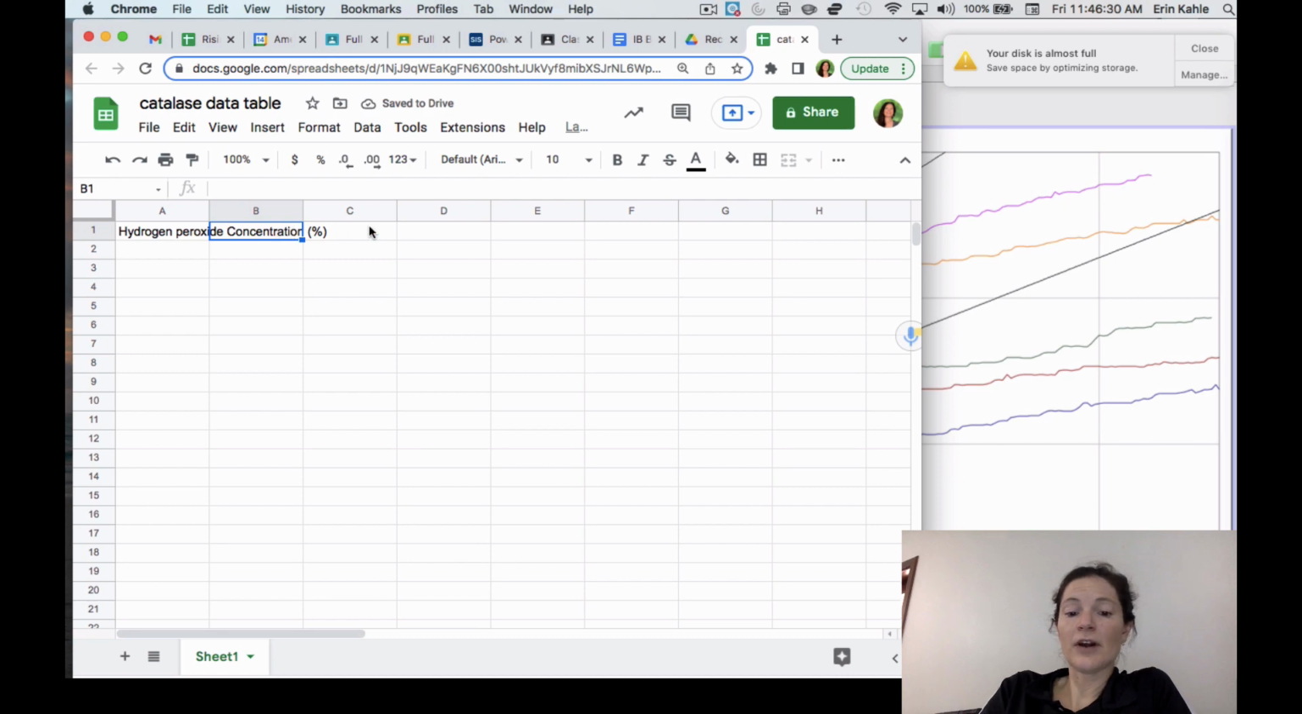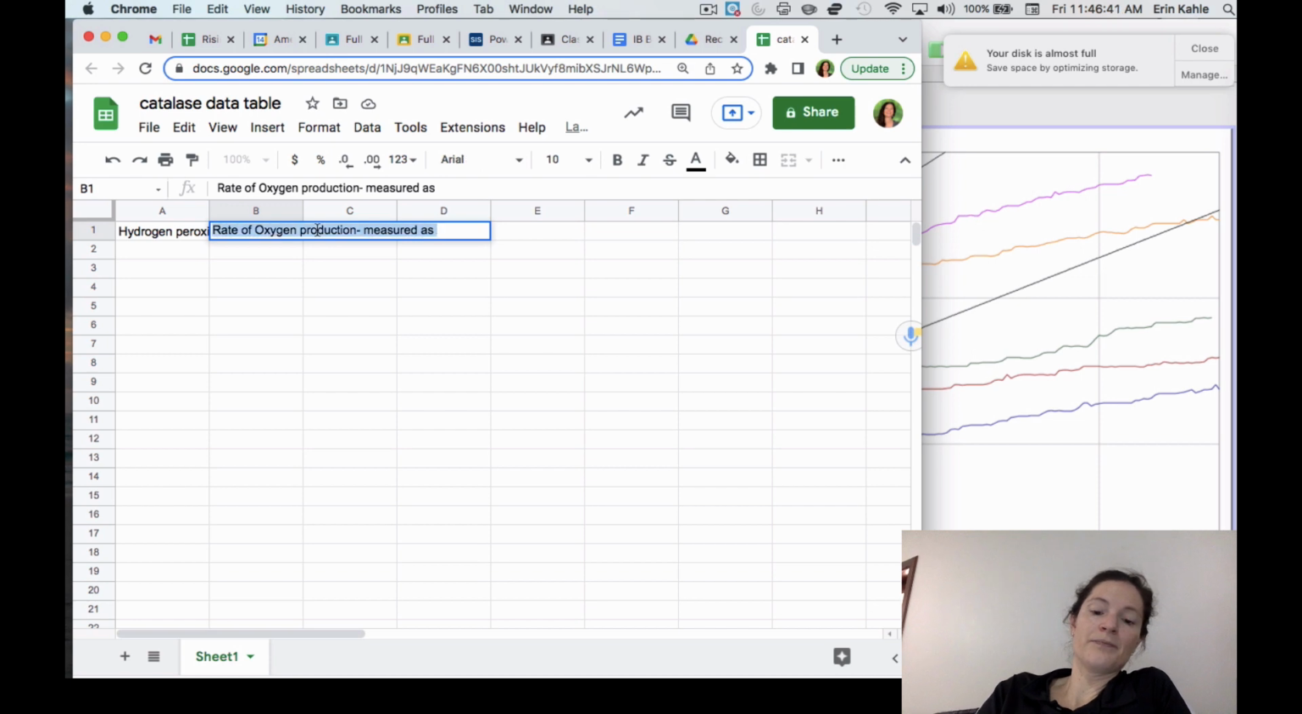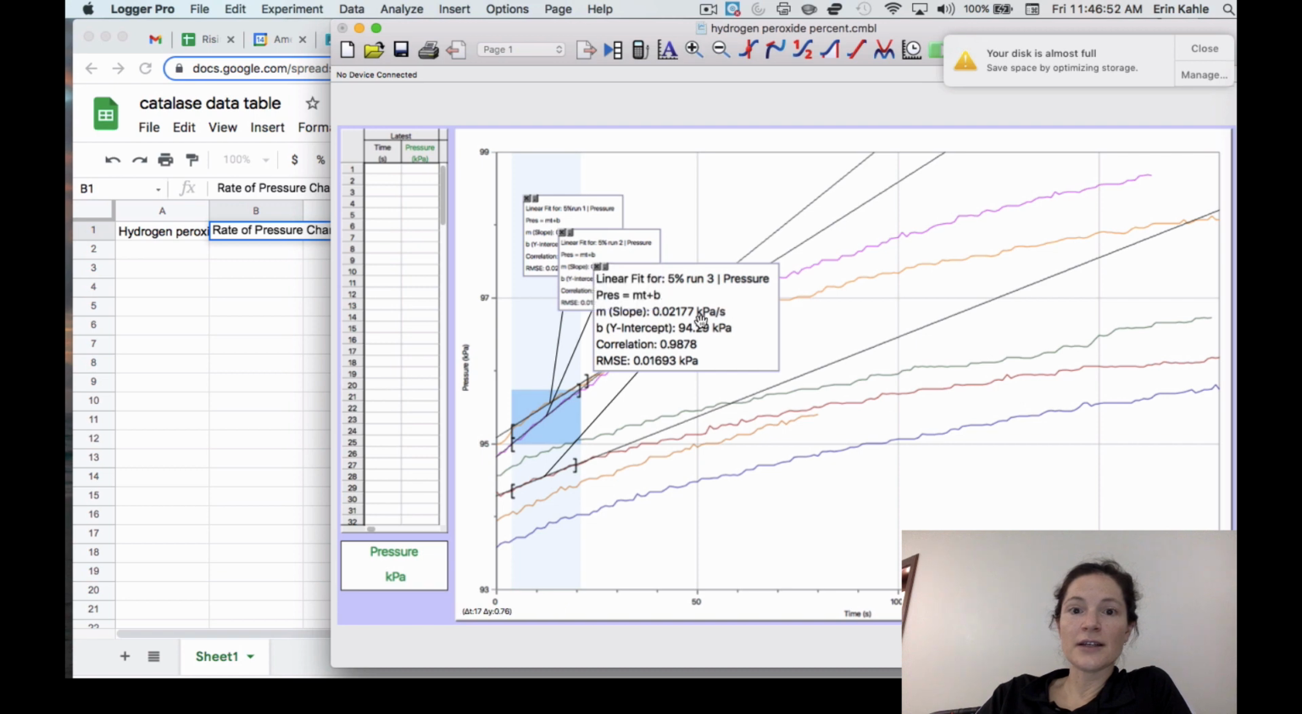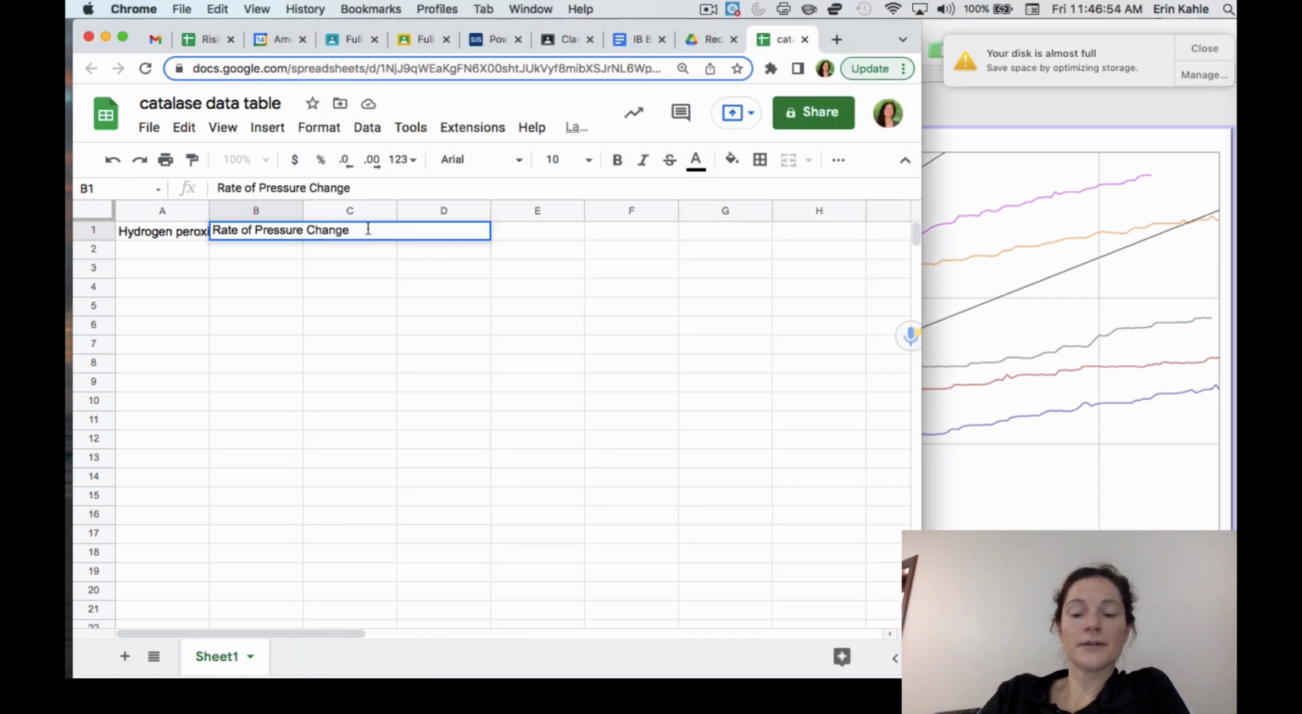So here, let's say this is my hydrogen peroxide concentration in percent, that's my unit. And then my dependent variable was rate of oxygen production, measured as rate of pressure change. And my slope, you can even see it here, is kilopascals per second. But then I want to say, and you can do plus or minus.